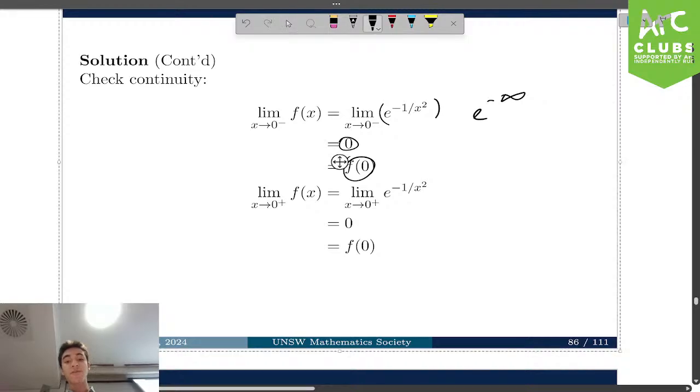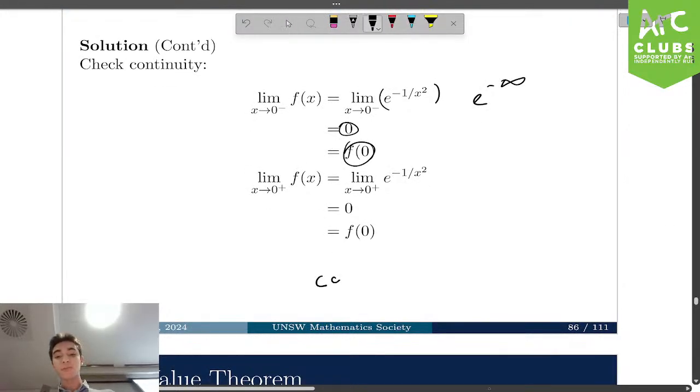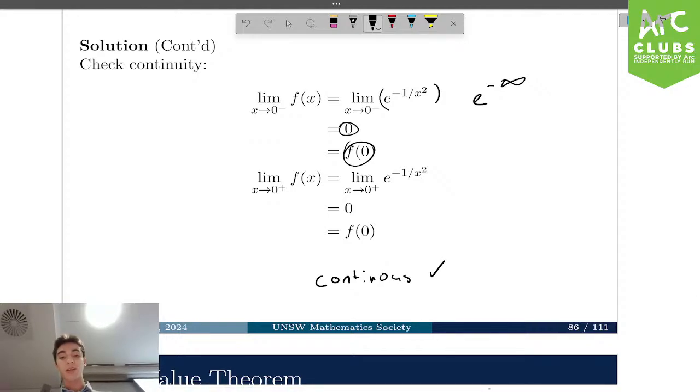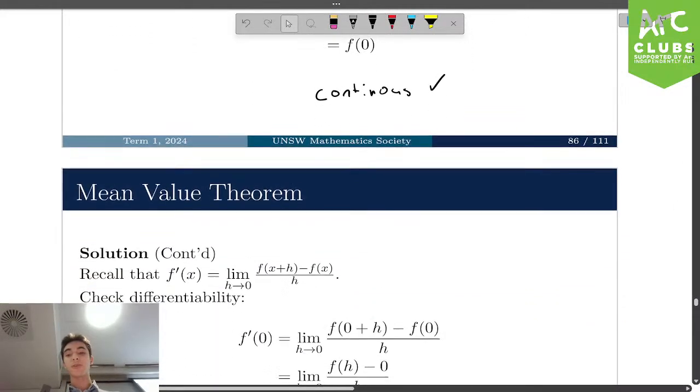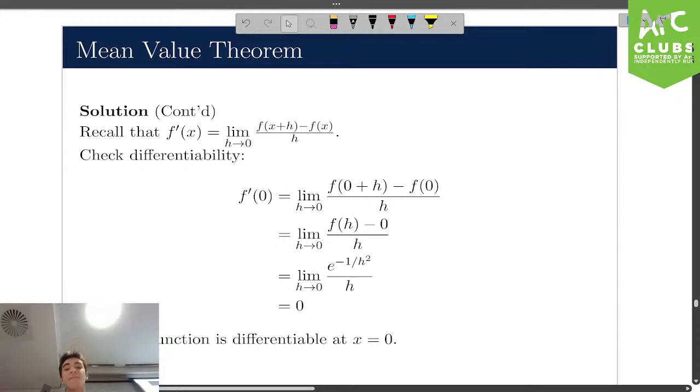They're both equal to the function value at that point, so it is continuous. Our first criterion was satisfied. It is continuous at x equals 0. Now we need to check if the derivative exists at x equals 0, and we do that from first principles.